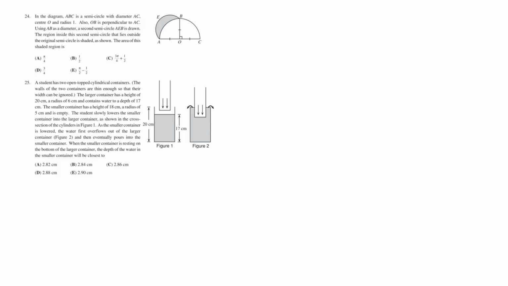Number 24. In the diagram, ABC is the semicircle with diameter AC, center O, and radius 1. Also, OB is perpendicular to AC. Using AB as a diameter, a second semicircle, AEB, is drawn. The region inside the second semicircle but outside the original semicircle is shaded as shown. The area of this shaded region is.